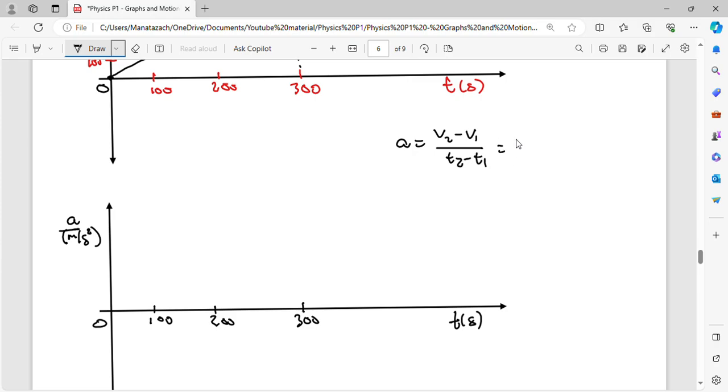That means the velocity stays the same. v2 and v1 is going to be the same value. And then after 300 seconds, that's time 2. And then the girl started at 0, so time 1 will be 0. So here we'll have 0 divided by 300, which will give us 0 meters per square second. So our acceleration is 0.